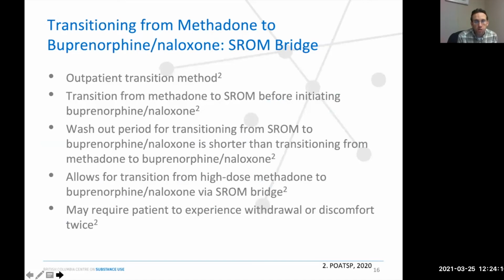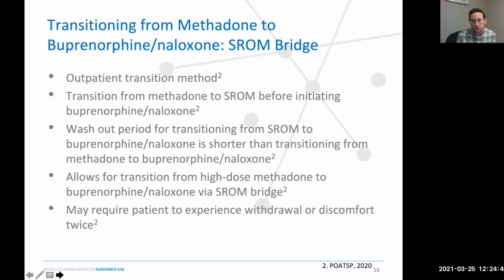So transition from methadone to Esron before initiating buprenorphine naloxone. Again, this is more if you were going to be doing it stopping all of a sudden. If you didn't have as much time and you were trying to do it quicker, although I don't know how much more time it would save you, you could stop their methadone and convert them all to Esron. And usually then you're on Esron for a few days, and then you can transition to Suboxone.